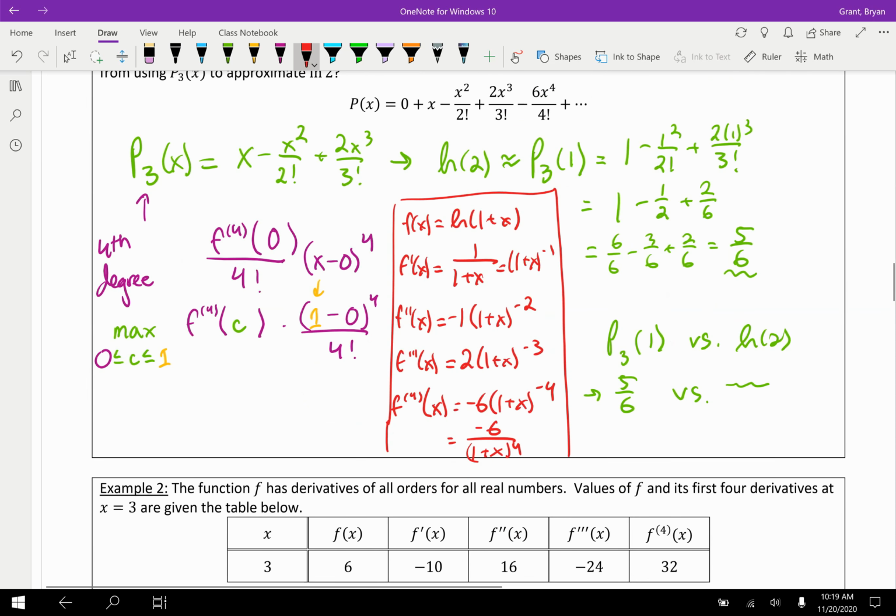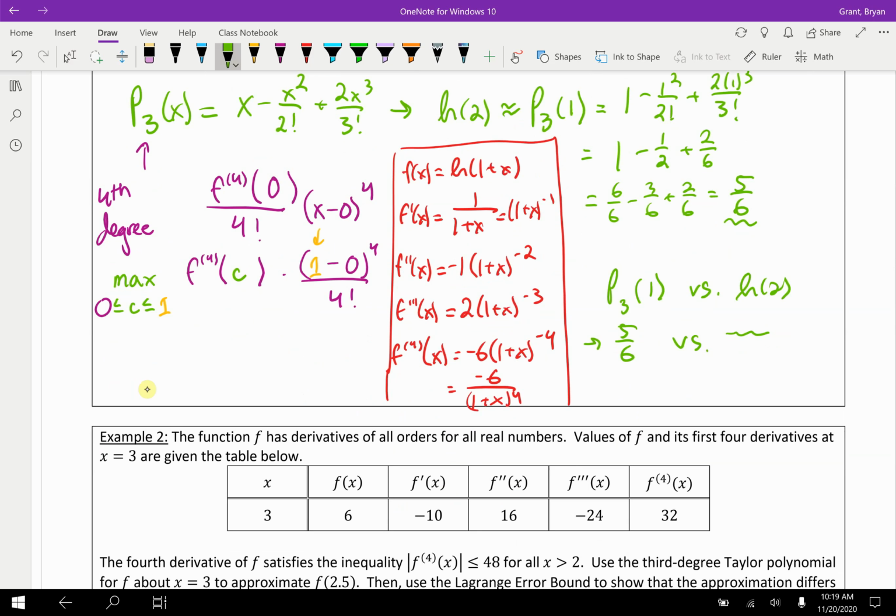Okay, so let's adjust our Lagrange error bound here. We still have the max. We're saying c has to be something between 0 and 1, but we now have our derivative. The derivative is negative 6 over 1 plus, and we're evaluating this at c to the fourth, times, well, 1 to the fourth is 1, and 4 factorial, what is 4 factorial? 3 times 2 is 6 times 4 is 24. Technically, all of this should have been an absolute value as well. I was just being sloppy. Absolute value of that is just 1/24th, doesn't matter, so we're here.